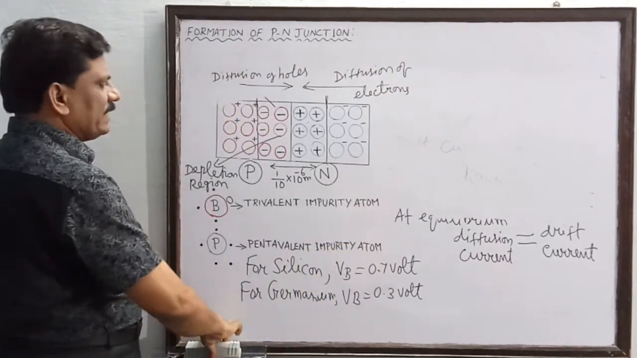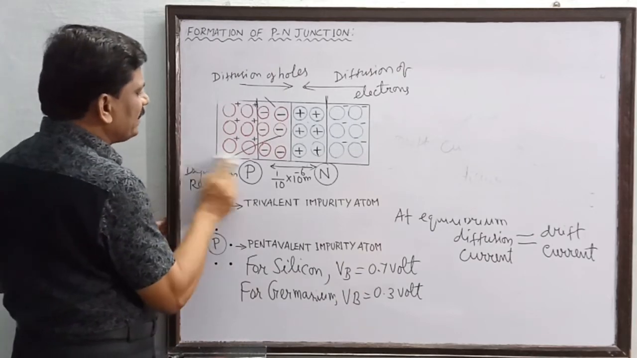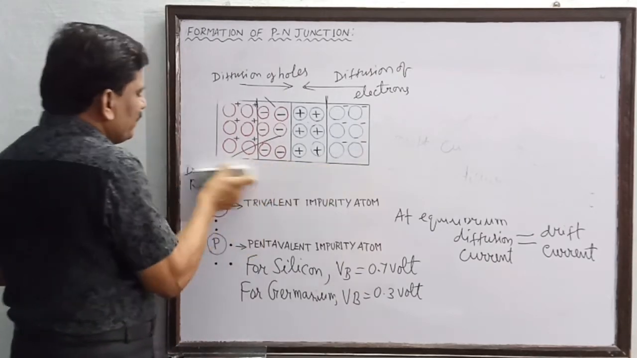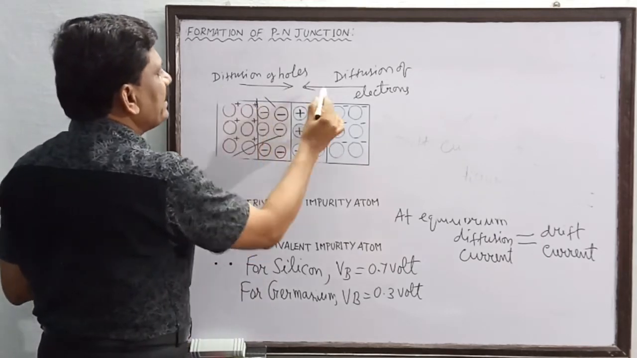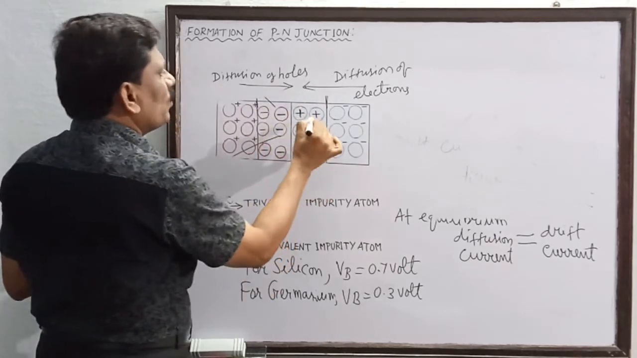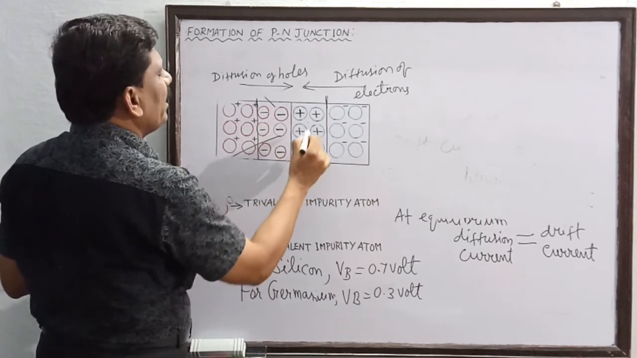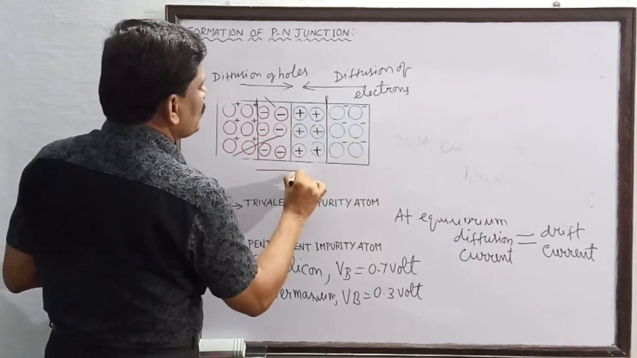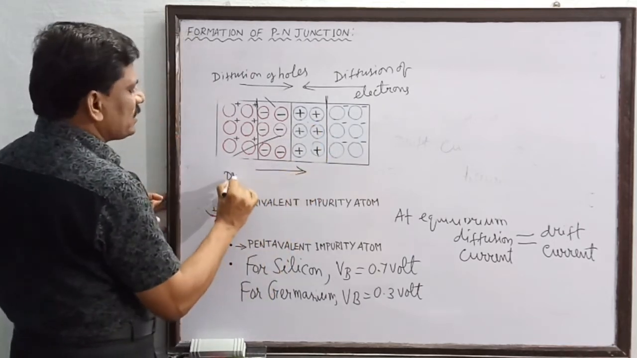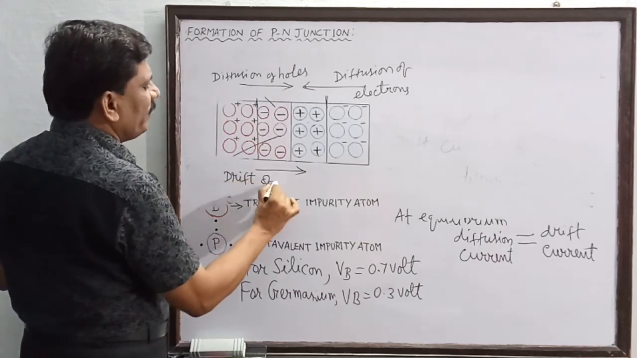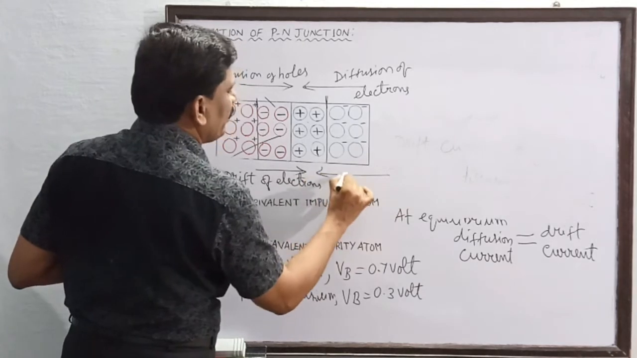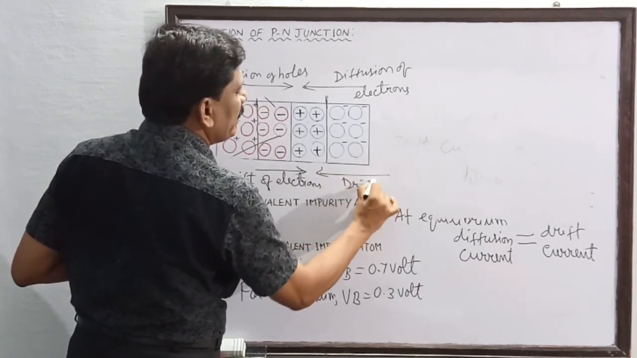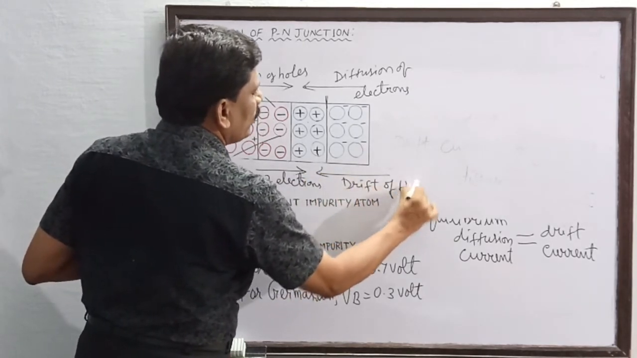Now can you tell me what is the direction of drift? Drift of these holes and electrons, in which direction is the drift? See, diffusion of holes is in this direction, towards the negative side. The electrons will drift towards the positive. So here is the drift of electrons, and opposite will be the direction of drift of holes.